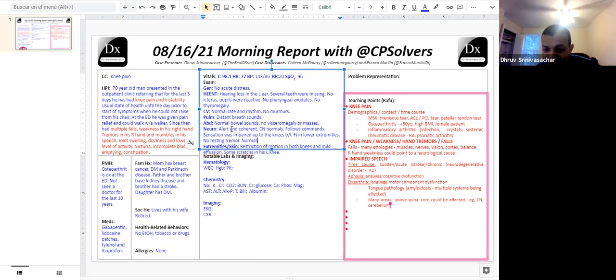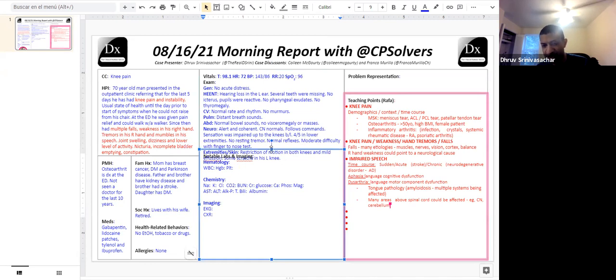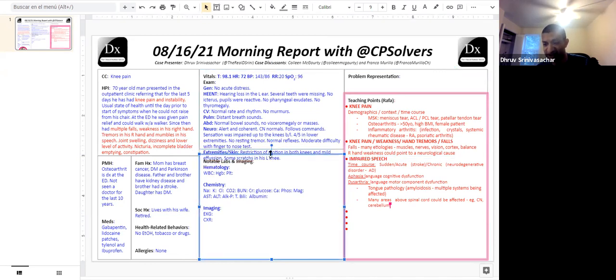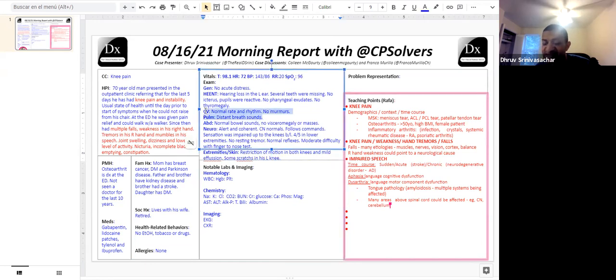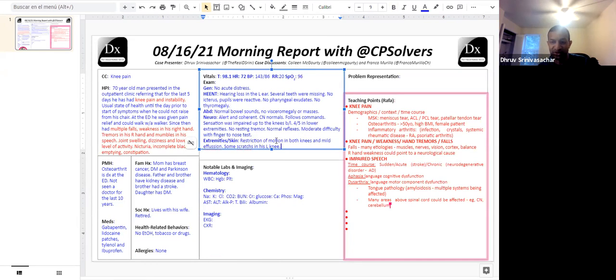His coordination was, actually, let me make sure that I have this right real quick. Moderate difficulty with finger to nose in the right upper extremity. His left upper extremity was normal. And they were unable to do a gait exam or test his lower extremity coordination due to the fact that he just was not able to stand. And he also had pronator drift on the right side, mild pronator drift.